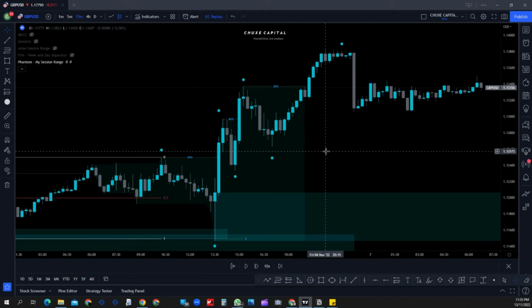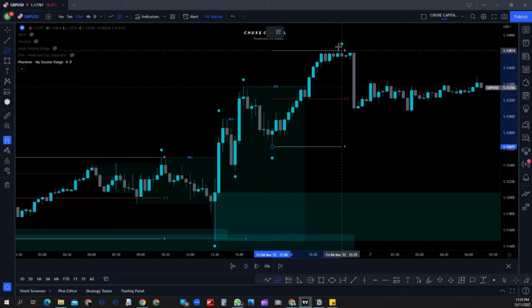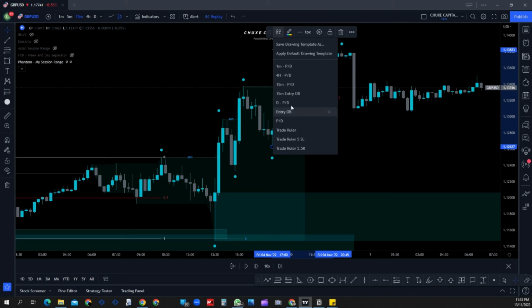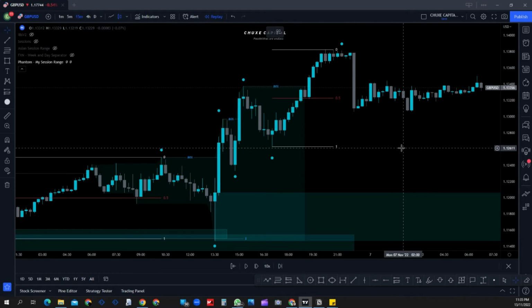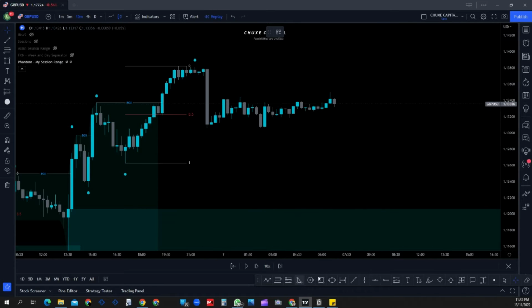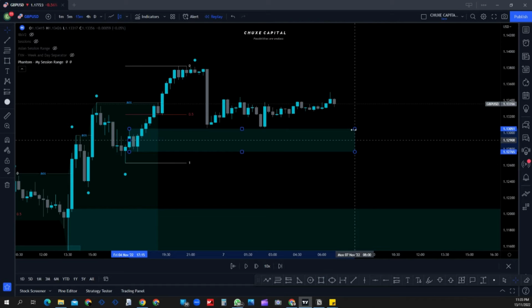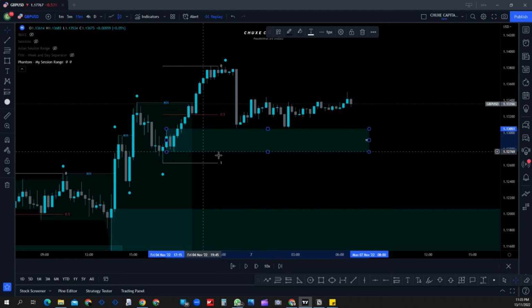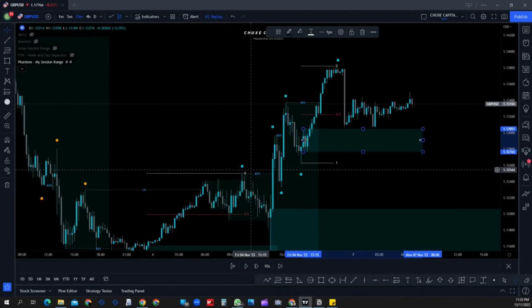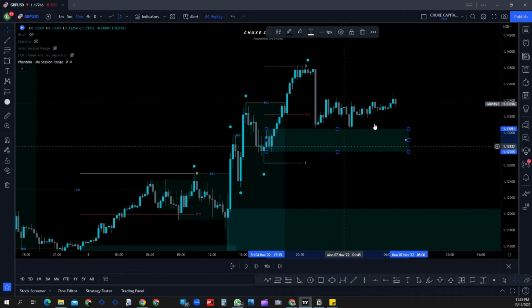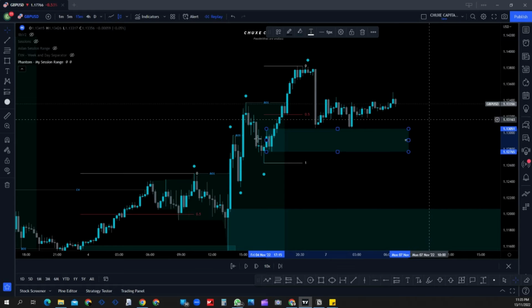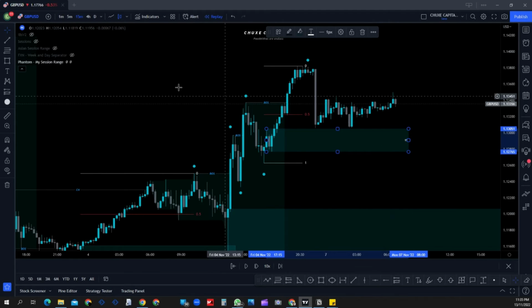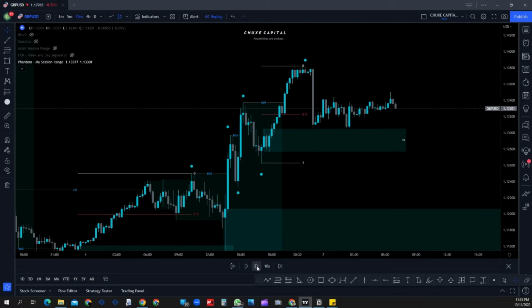Okay, so we're here right now, and we can see this last range here. So we have this OB right here. Okay, and it's in the discount. So the anticipation is that price may come down to tap into it to continue the 15-minute order flow. So let's see what happens.